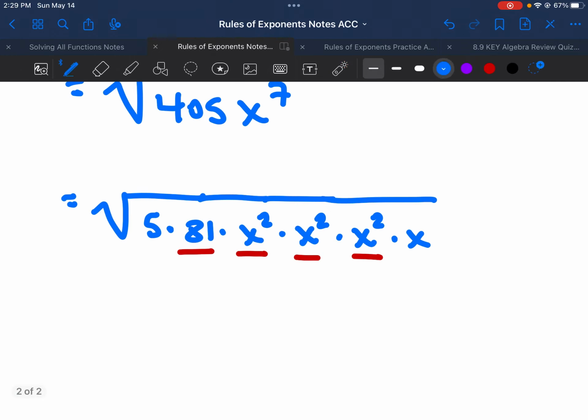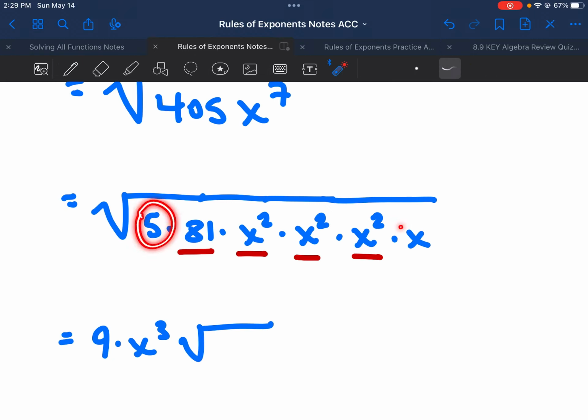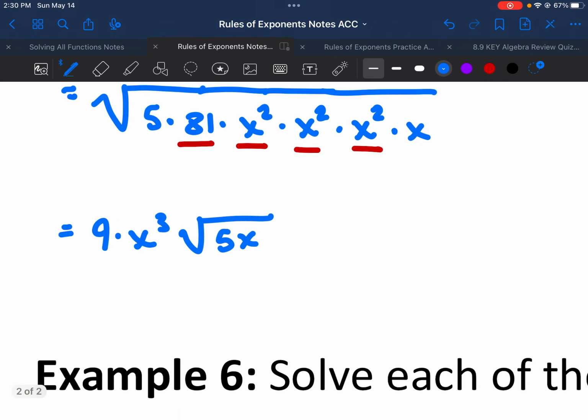So now, taking all these square roots, the square root of 81 is 9, the square root of x squared is x, but we have 3 of them. So x times x times x on the outside, that's x cubed. And then still remaining underneath is our 5 and our x. All right, so 9x cubed, square root 5x.